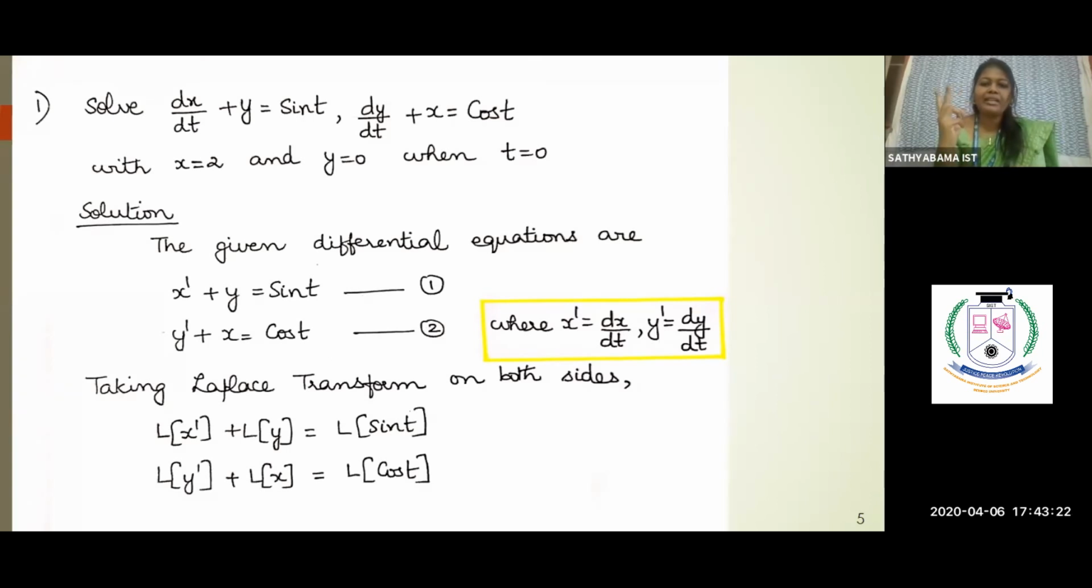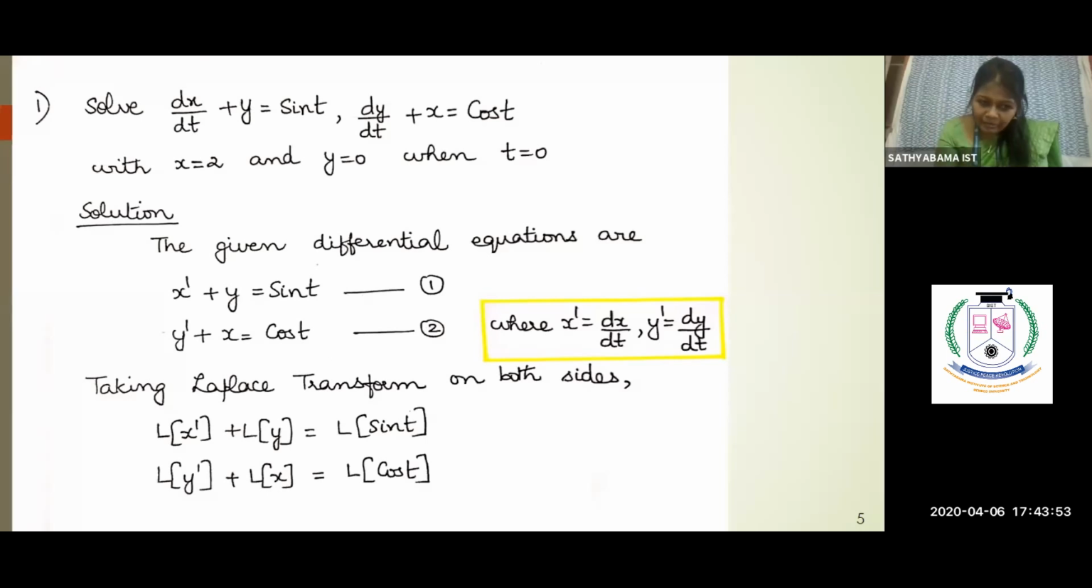So have you understood so far? 2 steps we have done. First step, we replaced dx by dt by x dash, dy by dt by y dash. Now we went to step 2. What did we do there? We simply applied Laplace transform on both sides. Step 2 is over. Now let's go on to step 3. What do you think we will do in step 3? We will simplify these two equations. Now you all know what is L of x dash. I hope you remember the recalling that we did in the beginning. The formula. I have to use Laplace of derivatives formula.